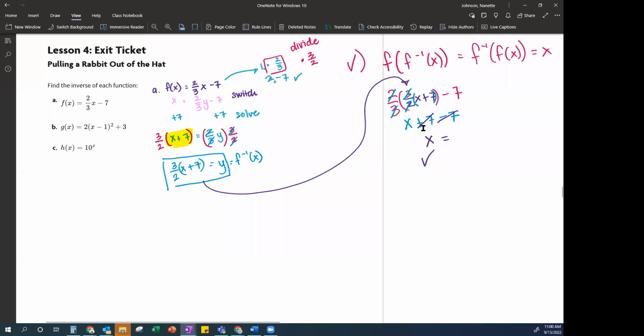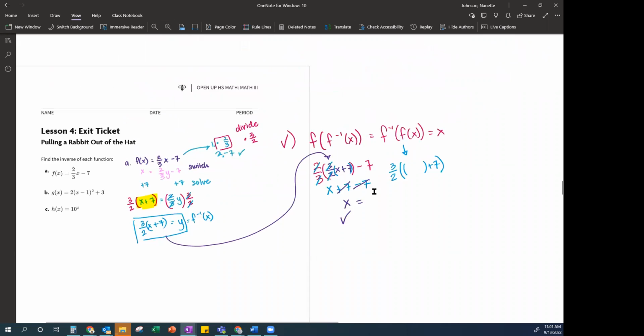Continuing on. Let me do this in a different color. So this one goes here. So the outer function is going to look like this, 3/2, and then here's my parentheses, and then plus 7, right? 3 has X plus 7. Okay, let me let that catch up. And then I'm going to take my original function and plug it in right there. Sorry, I'm going to zoom out a tad so you can see. So I'm going to take this and plug it right in here.